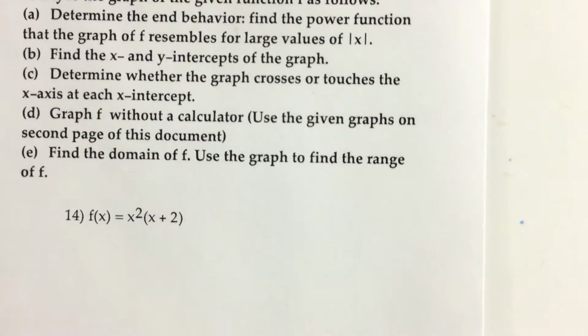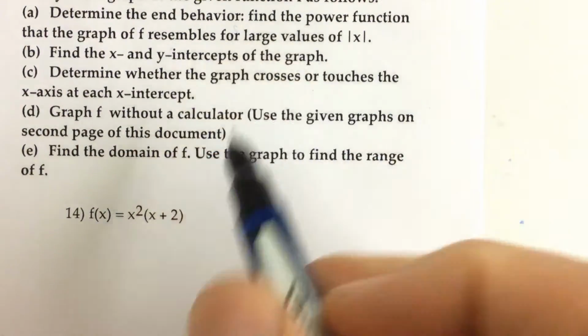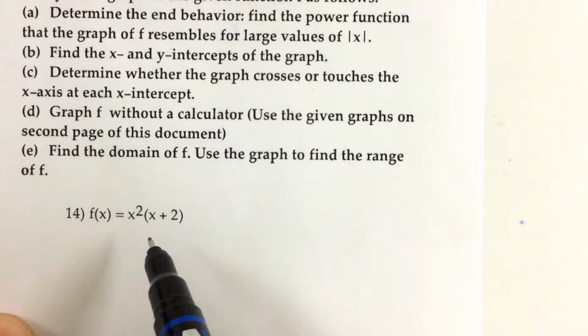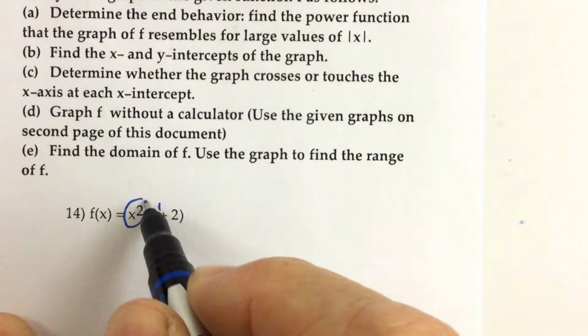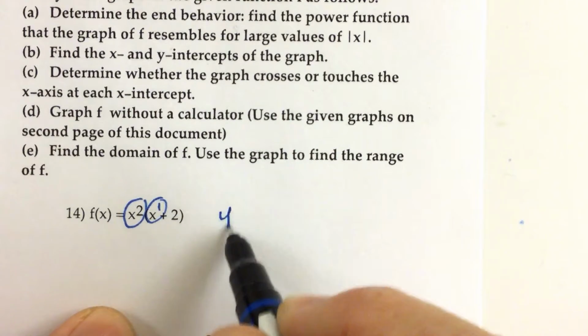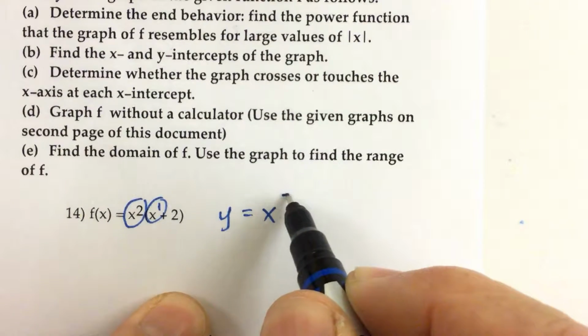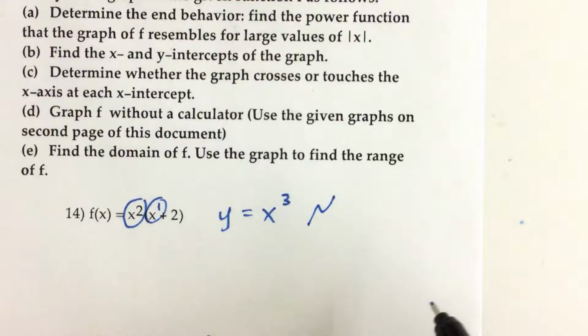and things like that. But for the first part here, determining the end behavior, we want to find a function that resembles this function here for large values of x. In other words, basically all we have to do is take your x squared and then multiply it by x to the first power, and we get x to the third power. So the end behavior model would be y equals x to the third power. And so we know that y equals x to the third power looks like that.